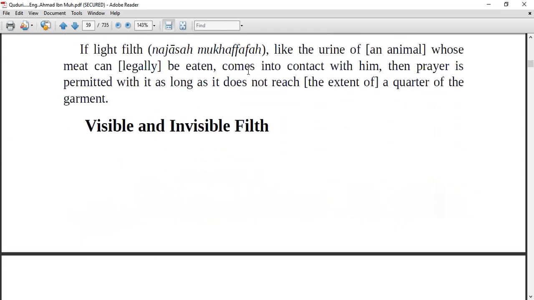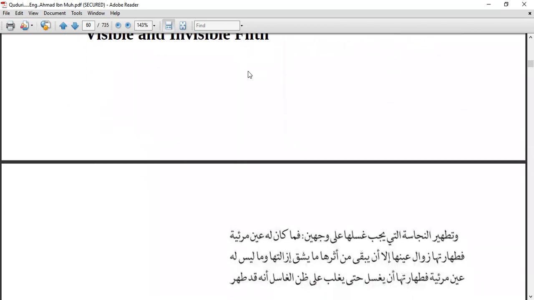Khamar, for example, wine or any alcohol made out of dates or grapes, they're najasa mughallaza. But all other liquid intoxicants are najasa mukhaffafa. But as far as non-liquid intoxicants are concerned, for example, heroin, coke, I don't know what else, then that is actually clean. Not halal, but it's clean. Even if it touches someone's clothes or body, it doesn't really matter.